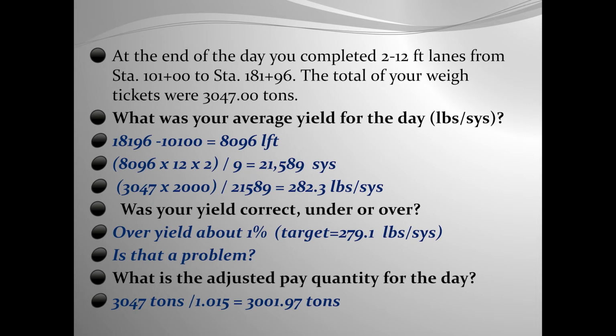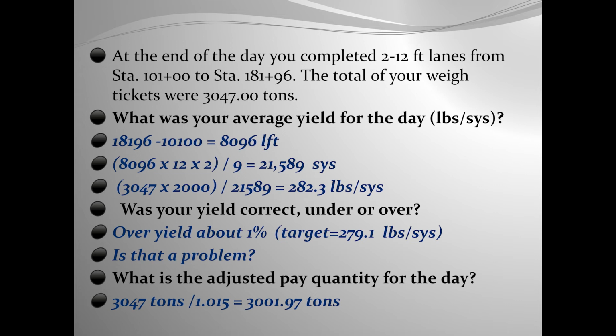You first got to figure out what's the total linear foot that you paved. You calculate that using the stationing. You did 2 lanes, both 12 foot wide. You convert that by dividing by 9 from square feet to square yards. So you end up with just slightly over 21,000 square yards. And then from there, you divide the tonnage, converted to pounds, by that area to get your total yield in pounds per square yard. So that's how you get 282.3 pounds per square yard.